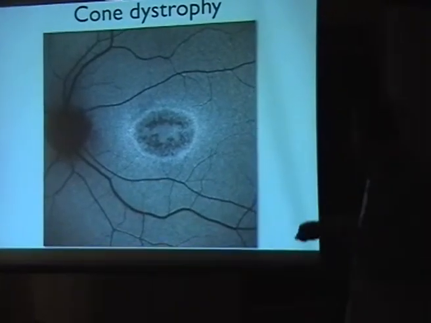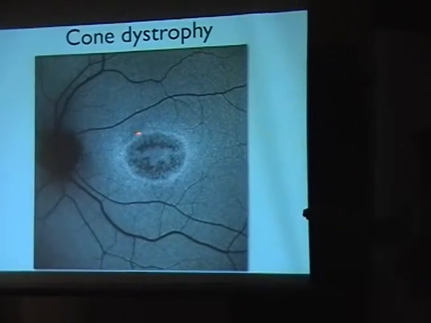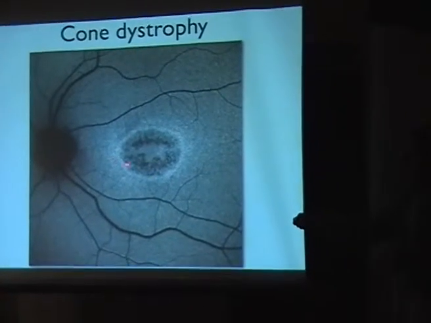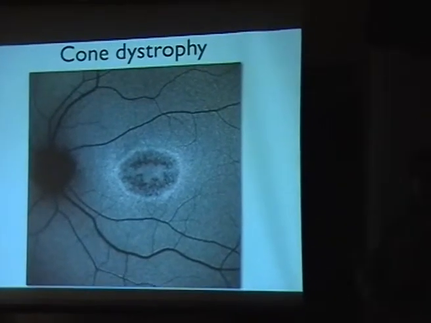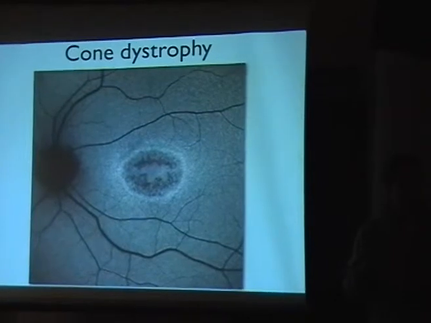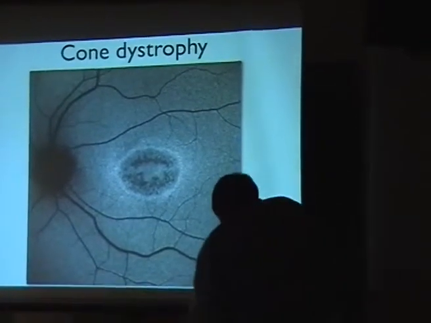Cone dystrophy in autofluorescence is always like that. If you see a ring here and a decrease in autofluorescence in the center, it's a cone dystrophy. So just having this image, you're almost sure that it's a cone dystrophy.